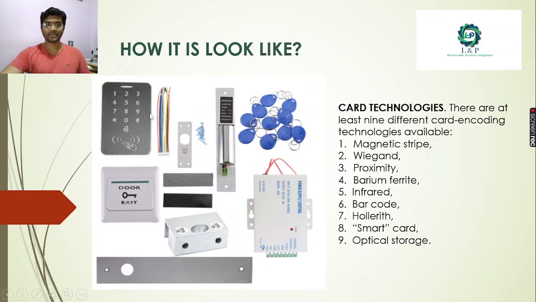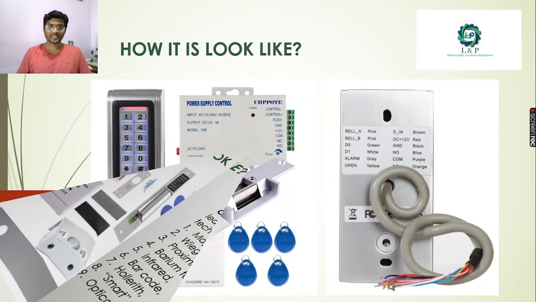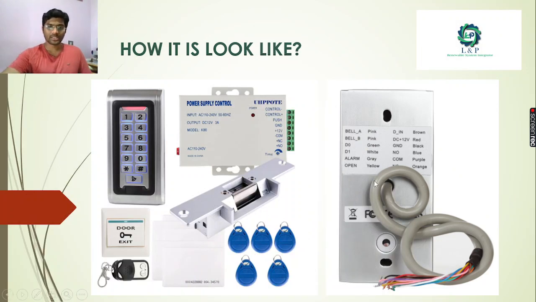So as we told earlier, this is how it looks. And what are the different technologies which are being used for the card? We have magnetic stripe, Wiegand, proximity, barium ferrite, infrared, barcode, Holerith, smart cards, optical storage. And mostly, very recently, smart cards are being used in most of the places. So this is an example of how it looks: power supply unit, card reader, magnetic lock, electric lock, emergency exit button. This is access cards.